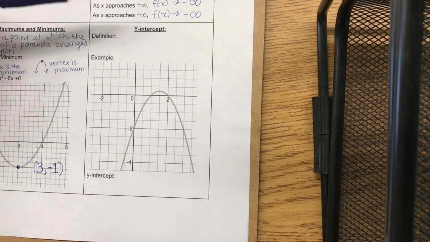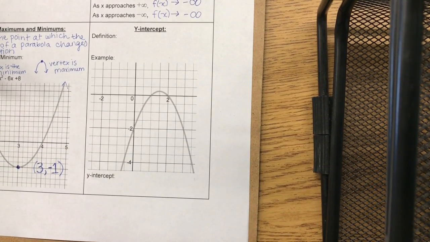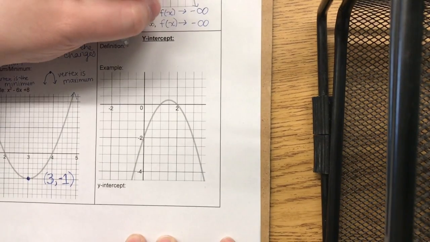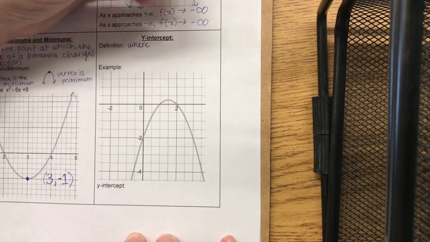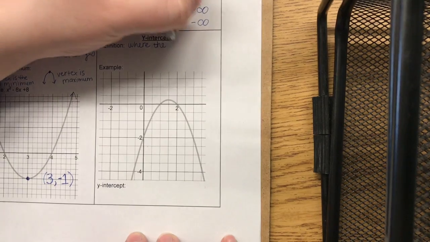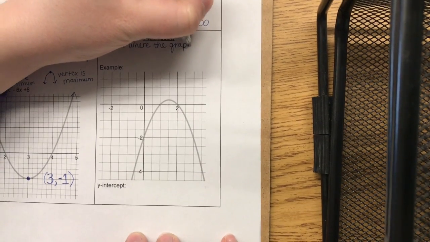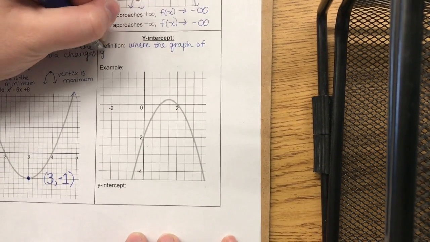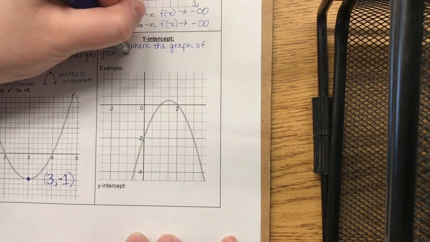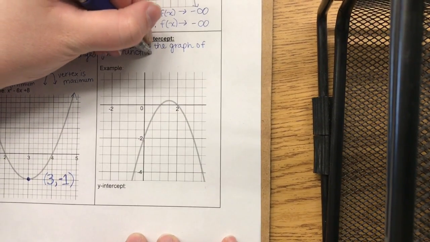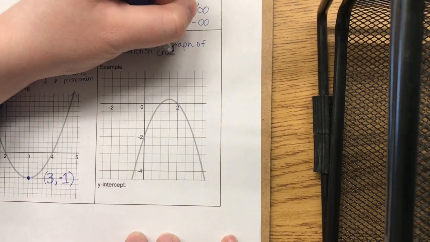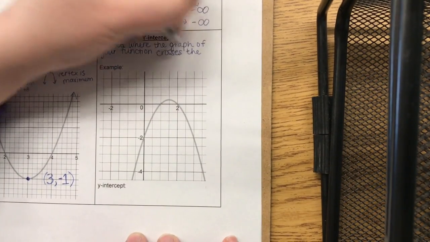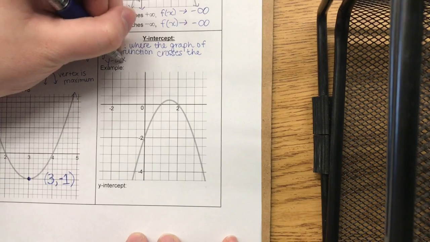All right, now let's move on to y-intercept. Y-intercept should be pretty familiar to you. The y-intercept is where the graph of your function crosses the y-axis. So I'm writing in: where the graph of your function crosses the y-axis.